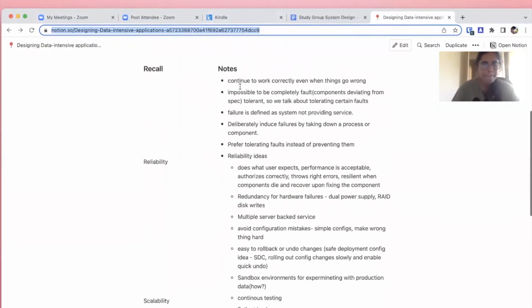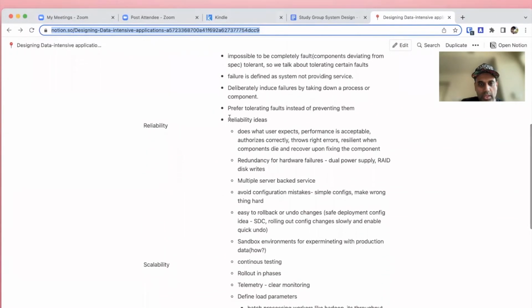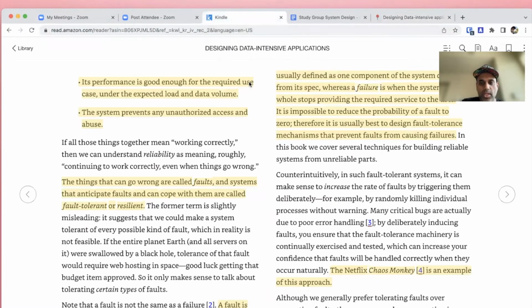Okay. So we're basically, I think you said, where did you write your note? Reliability idea. So resilient when components die and recover upon fixing the component, right? So okay, right here, I see it. Perfect. All right, cool. Okay, so yeah, that was kind of what I got out of this.